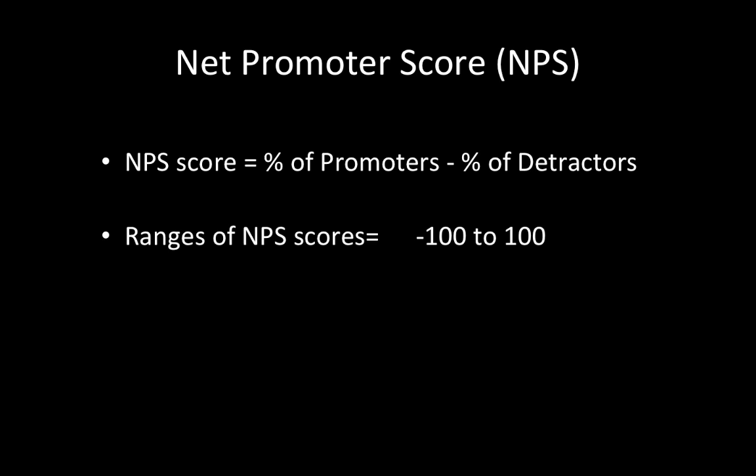Alright, so what is a Net Promoter Score? The Net Promoter Score is where you take the percent of promoters in a survey minus the percent of the detractors, and we'll get more into that in the next slide. NPS scores range from negative 100 to 100.